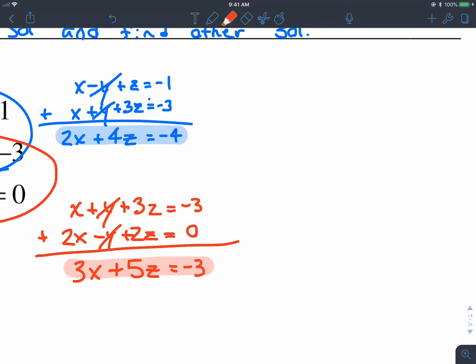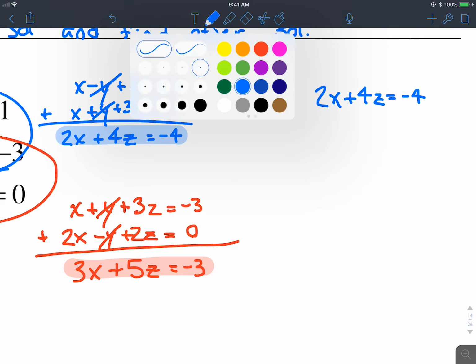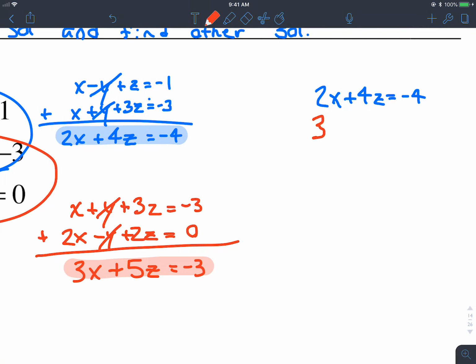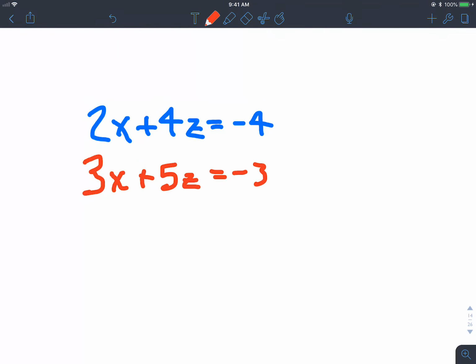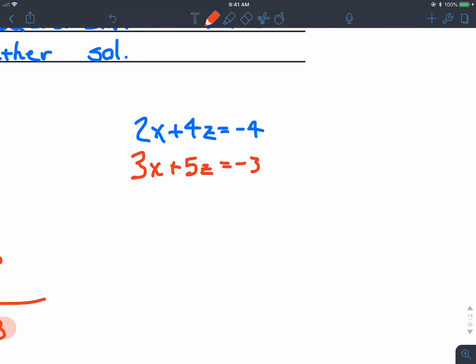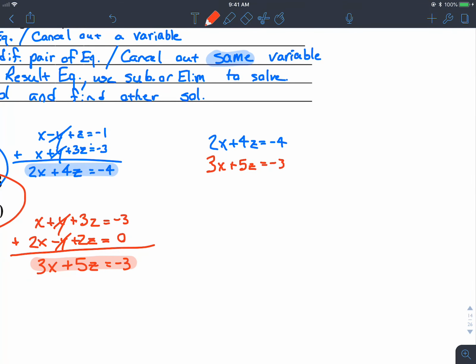Okay. So, in my opinion, it'll keep the numbers a hair smaller if I cancel out my x's. So I'm going to do that. So we'll go 2x plus 4z equals negative 4. I'm going to keep them color-coded so you can see where everything comes from. 3x plus 5z equals negative 3. And obviously I can't multiply 2x by anything to make it cancel out with this 3x, and I can't multiply the 4 by anything to make it look like 5. So we're going to have to multiply both equations.